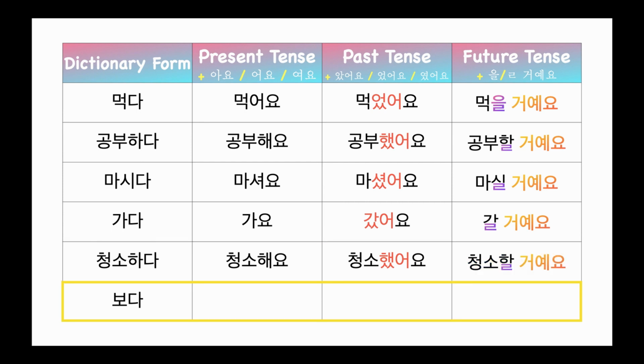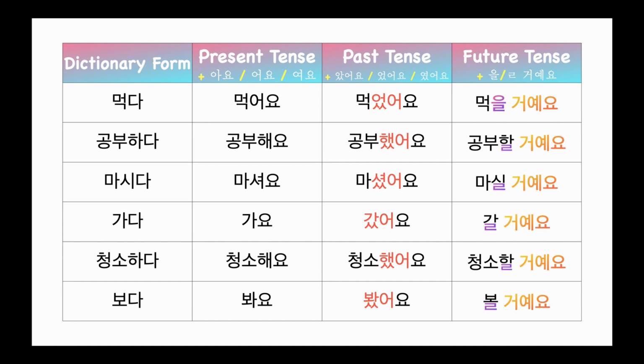보다. Present tense. 봐요, which is just the merging of 보아요. But when speaking, it's usually said as 봐요. Past tense. 봤어요. And future tense. 볼 거예요.